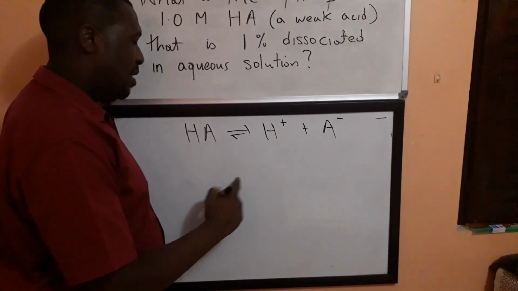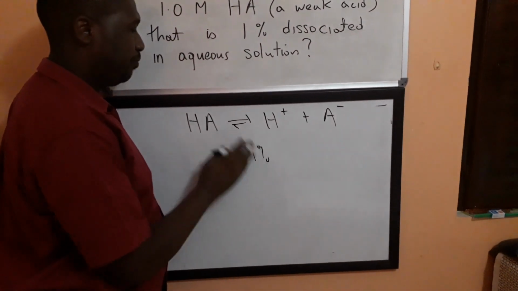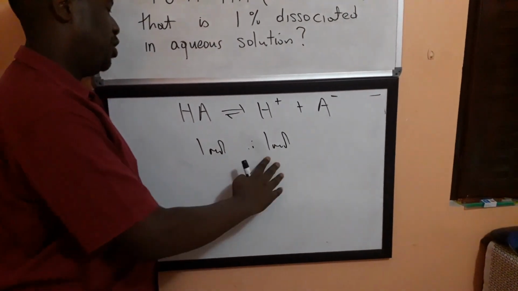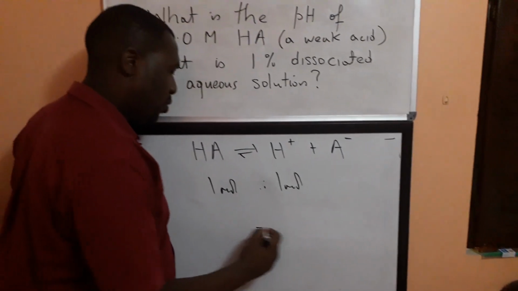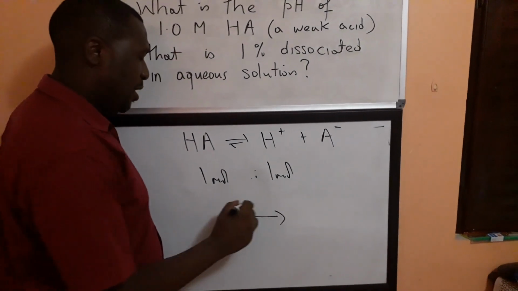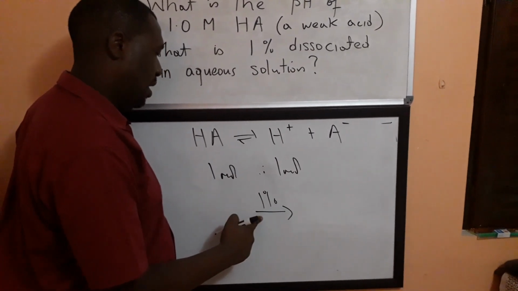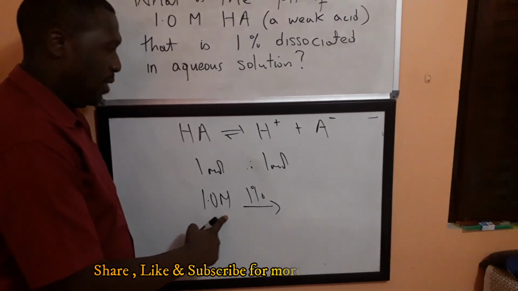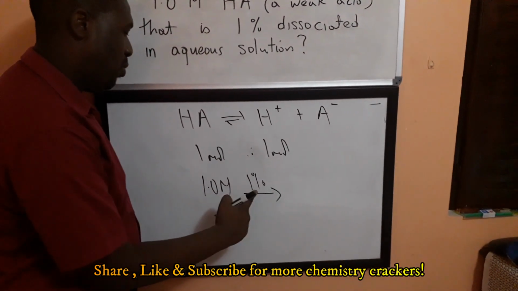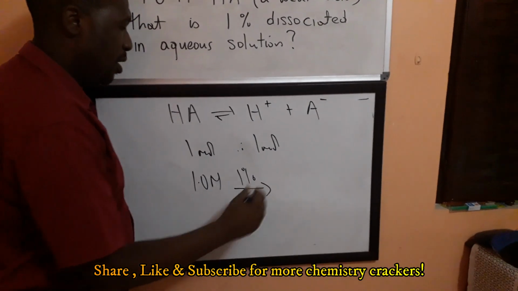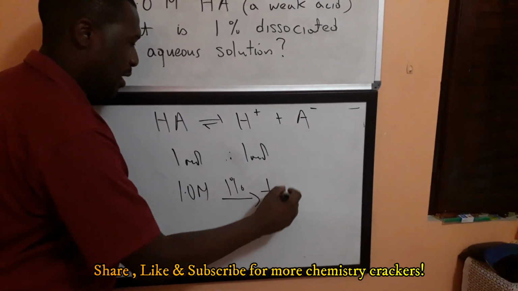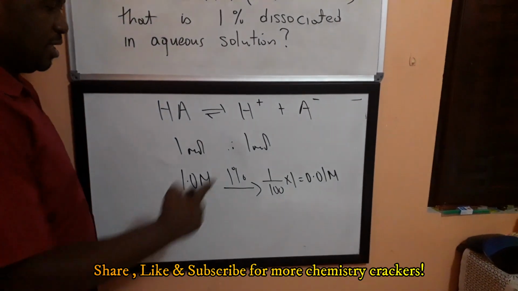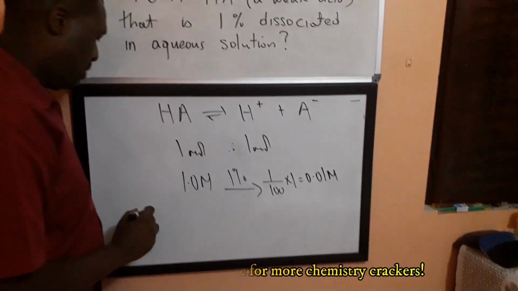Now, we're told that there is a 1% dissociation. This is a 1 mole to 1 mole ratio in terms of the equation, but we're told that when you go across that line, in real life, only 1% dissociates. That means that although I start with a 1 molar concentration here, the H plus ions formed from that will be 1% of what is over here. So this is going to be 1 over 100 times 1, which is 0.01 mole per dm cubed. And so we've got our concentration of H plus ions there.